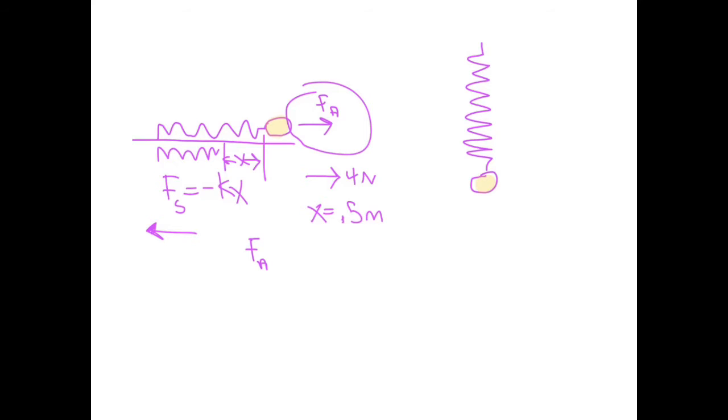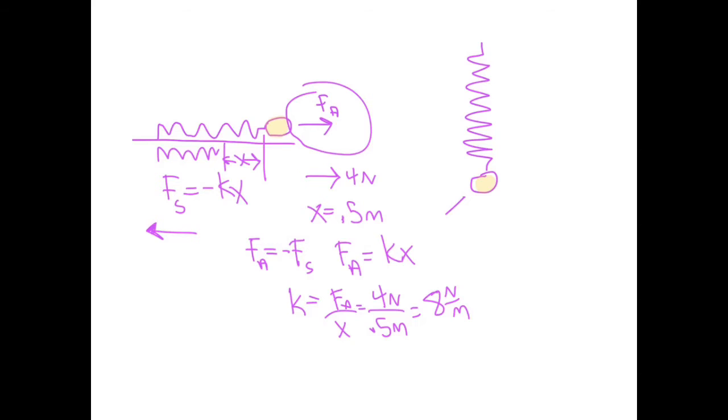So we could use that to find k. So if the applied force is negative of the spring force, then it follows that the applied force will simply be k times x. So k in this case is the applied force over x, which would be 4 newtons over 0.5 meters, or 8 newtons per meter.